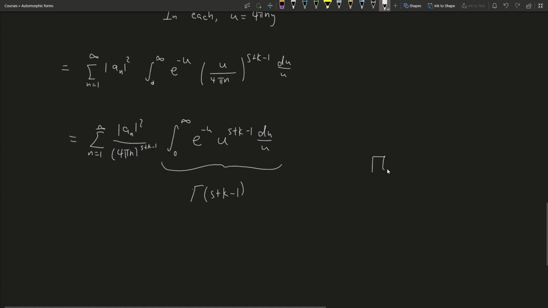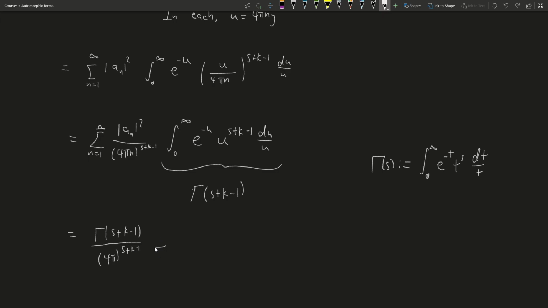Recall that gamma of s is defined to be the integral from 0 to infinity of e to the minus t, t to the s dt over t. So what we end up getting as the value of our inner product is gamma of s plus k minus 1, and then here we can bring out the power of 4 pi that appears. So this is 4 pi to the s plus k minus 1. And then what we're left with is the sum n from 1 to infinity of the absolute value squared of a_n over n to the s plus k minus 1, which is the value of some L function.